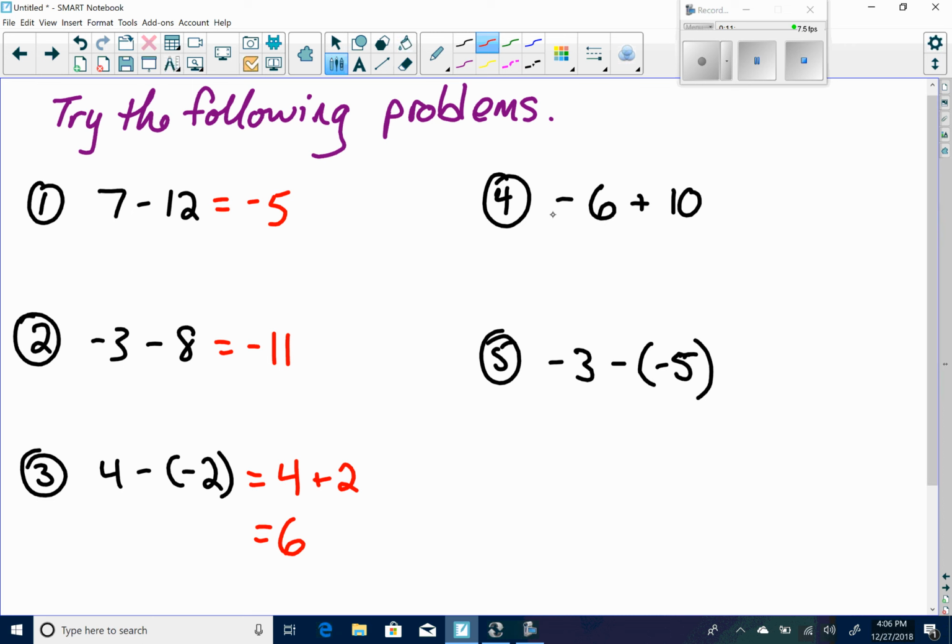In example 4, we have a -6 plus 10. We owe 6, but we have 10. So we have 4 because we have more than enough here. And in number 5, that first -3 is going to stay negative. The opposite of a -5 is a +5. -3 plus 5 will end up with a +2.